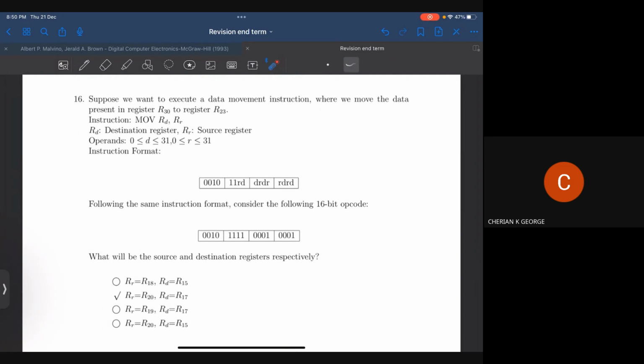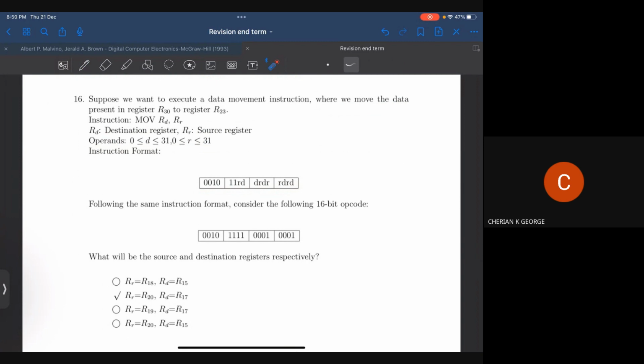So here we move the data present in register R30 to R23. The instruction is MOV Rd, Rr. Rd is the destination register and Rr is the source register, and the operands are given 0 to 31 and 0 to 31, for the destination and source registers. So the instruction formats are given like that.